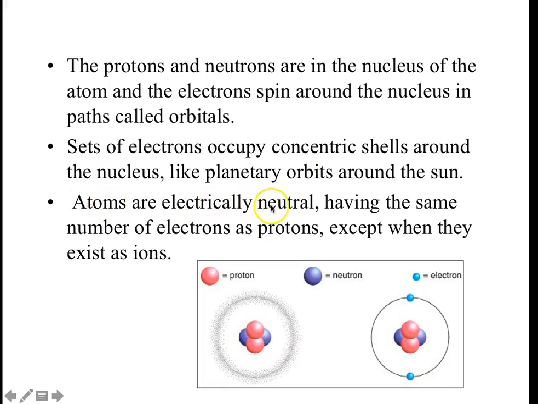Atoms are electrically neutral, having the same number of negative electrons and positive protons, except when they exist as ions. And we're going to discuss this in a little bit. Why is it important? Because many of the molecules that are in the body are ionized. And we'll find out that being able to form ions where there's an unequal charge is actually a really good way to have the body conduct reactions very quickly. More about that later.